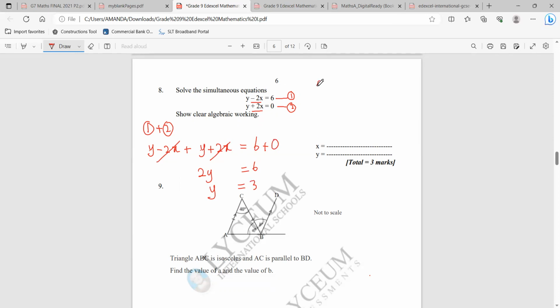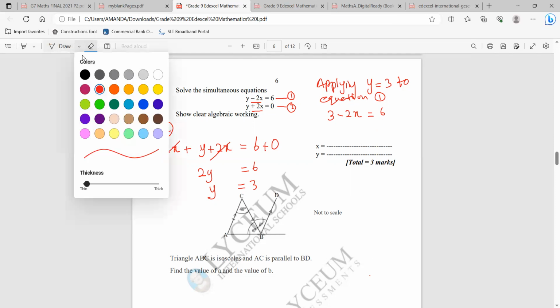Now I'm going to apply y equals 3 to equation 1. So equation 1 is y minus 2x equals 6. So y becomes 3, minus 2x equals 6. Now in this case, I'm going to take the x's to the right-hand side and take the numbers to the left-hand side.